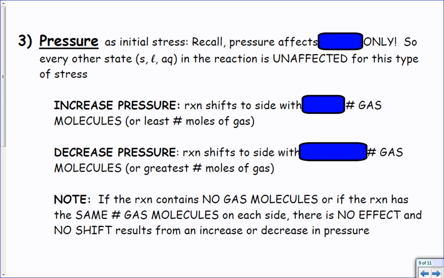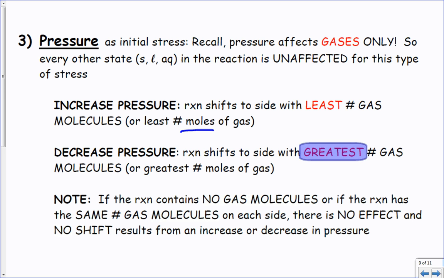Now, pressure. Pressure is a stress that, of course, is going to affect gases only. We're starting to get a hang of that, gases only. And here's the tricky piece. The AATT doesn't necessarily work. If I were to squish it, increase pressure, I'm going to go to the least number of gas molecules, or least moles. If I decrease the pressure, give it a lot more space, I'm going to favor the one that has the greatest number of molecules. So the AATT doesn't necessarily work here.